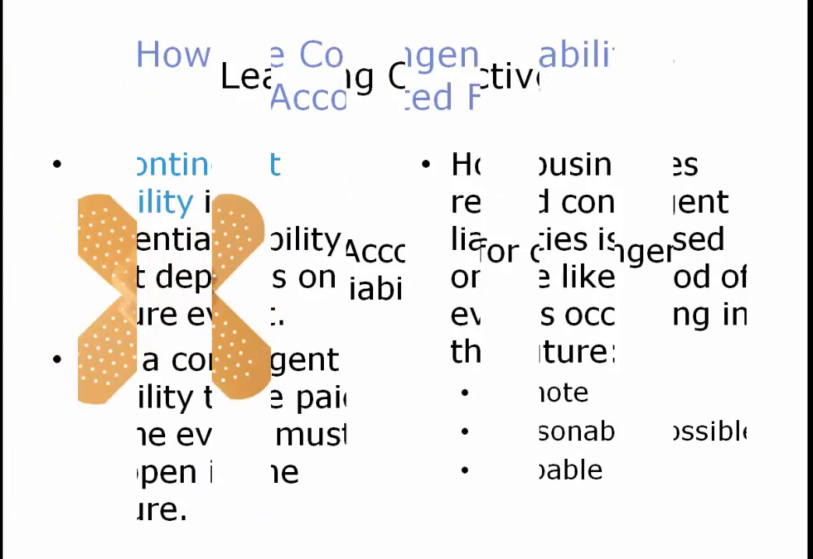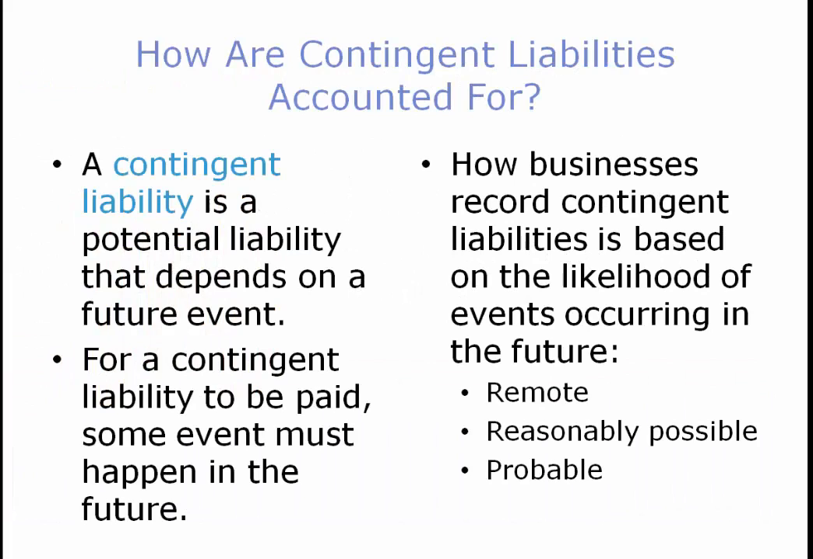And then you have other contingent liabilities. A contingent liability depends on what's going to happen in the future. And you have a couple of different ways that you look at contingents. You have remote, reasonably possible, and probable. Let me talk about an example of a contingent liability.